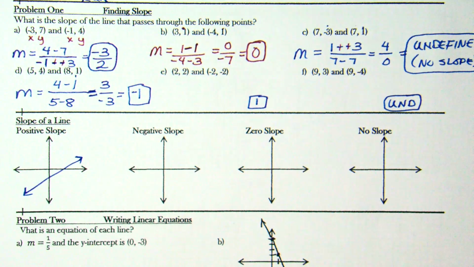So if this is positive slope, what's a negative slope look like? Starts high on the left and moves down to the right. Something like that.